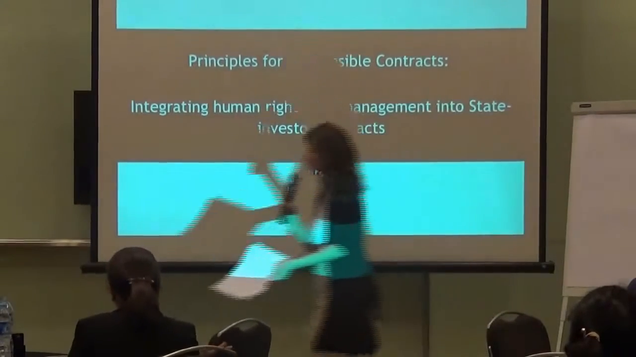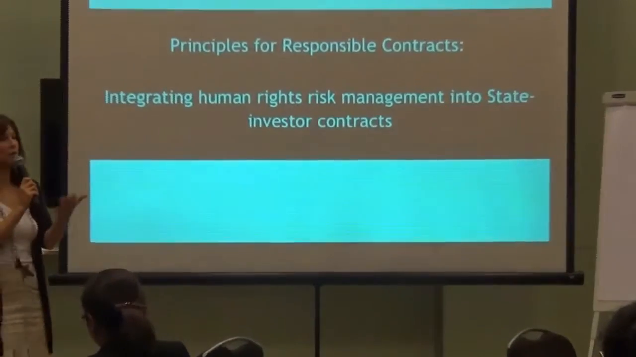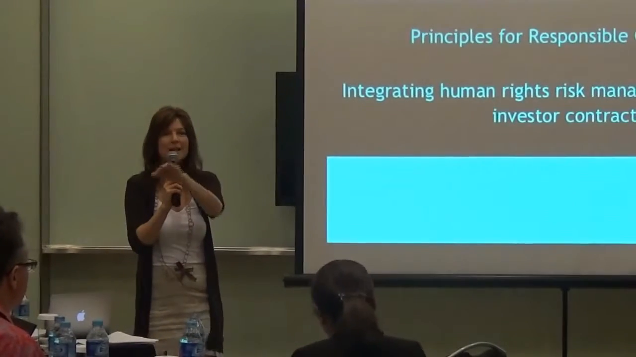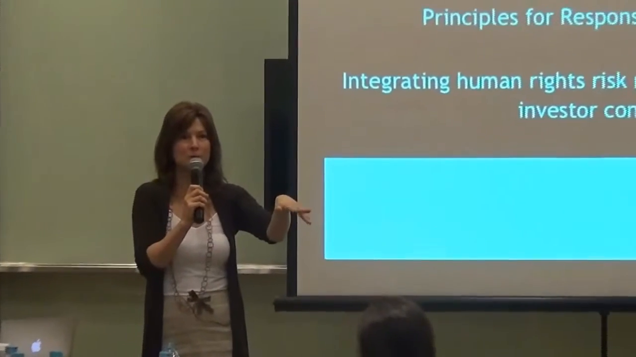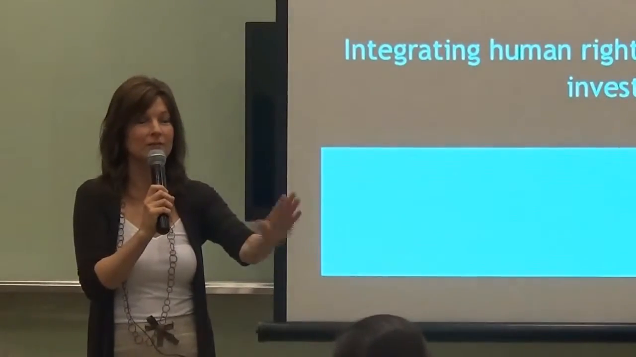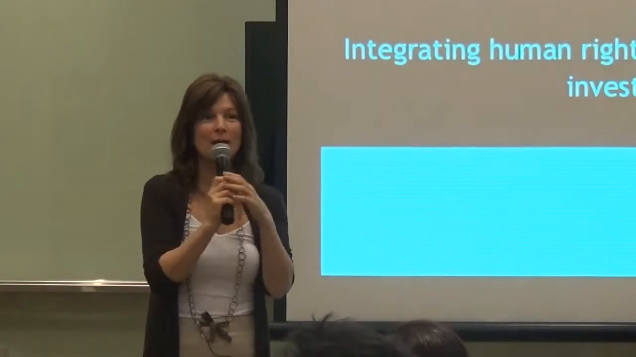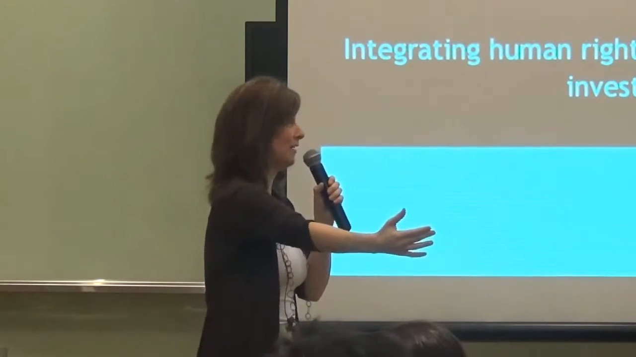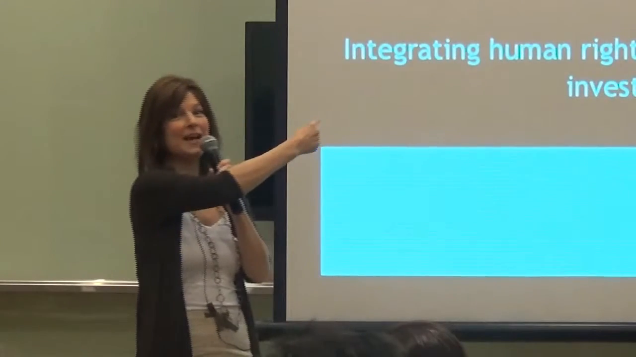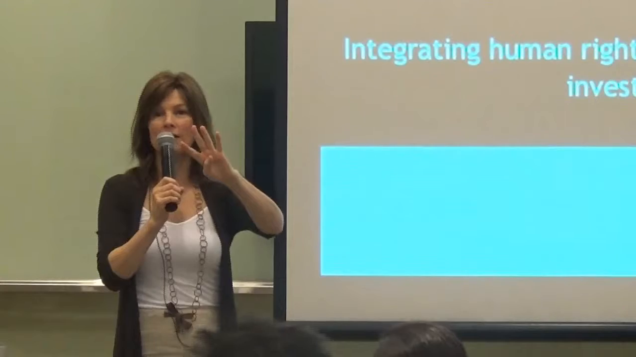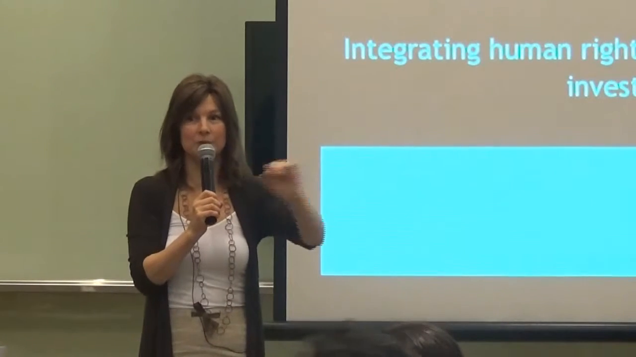Okay, so the first tool that we're going to talk about this morning, the big tool that I want to introduce to you, is the Principles for Responsible Contracts. Does anyone in the room know about the Principles for Responsible Contracts? Nobody. The Principles for Responsible Contracts was an addendum to the United Nations Guiding Principles. So when John Ruggie handed in the UN Guiding Principles to the Human Rights Council, this was attached, but it got lost somehow. And there were four addenda to the UN Guiding Principles. This is one of them.